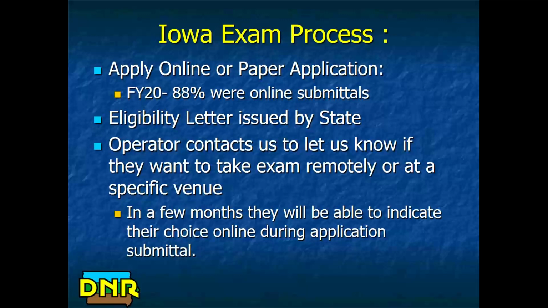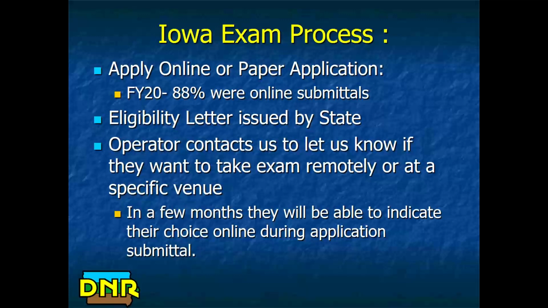But so what happens in Iowa is you apply online. You can also still turn in a paper application, but we pretty much have everybody assimilated into the online application process. You get an eligibility letter. The operator contacts us to let us know if they want to take the exam remotely or at a specific venue.